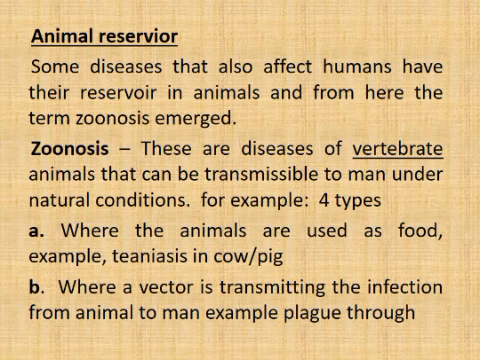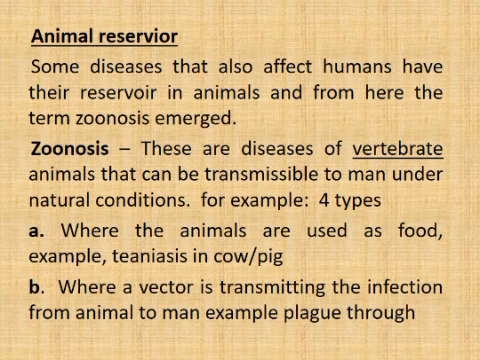Animal reservoir. Some diseases that also affect humans have their reservoir in animals, and from here the term zoonosis emerged. Zoonoses are diseases of vertebrate animals that can be transmissible to man under natural conditions. For example, we have 4 types. Number 1, where the animals are used as food. Example, taeniasis in cow and pig. That is something like tapeworm. It is also called tapeworm. You can have the type from cow or the one from pig.